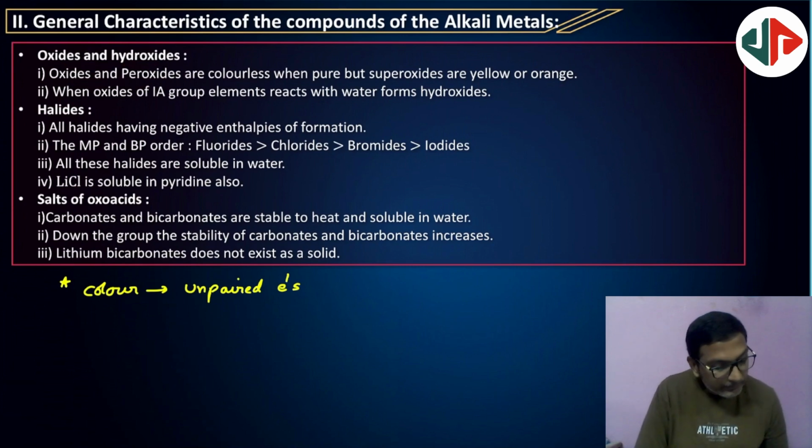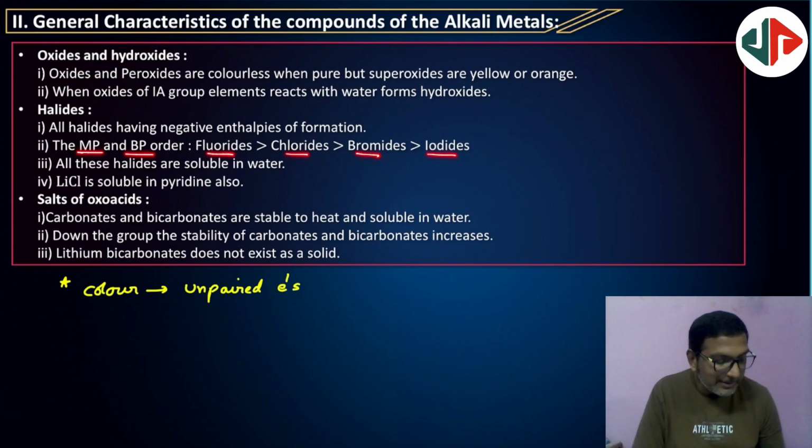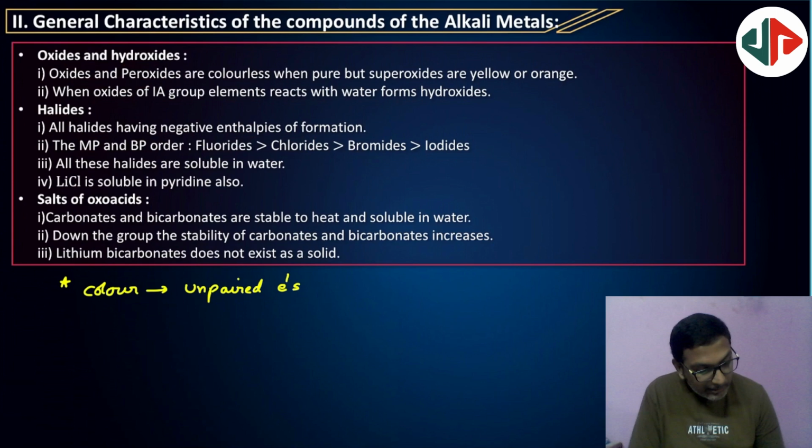Next, first A group elements react with water to form corresponding hydroxides. We know that with release of H2 gas. Next, halides. All halides have negative enthalpies of formation. Negative enthalpies of formation means exothermic products. All are stable. So melting points, boiling points of fluorides, chlorides, bromides, iodides are due to lattice energy. This is the lattice energy order.